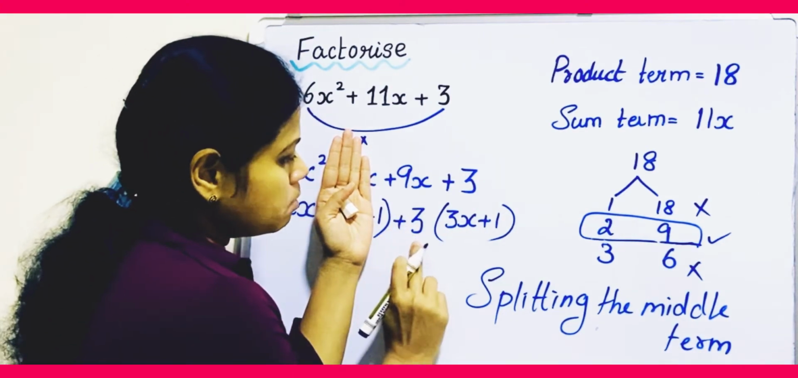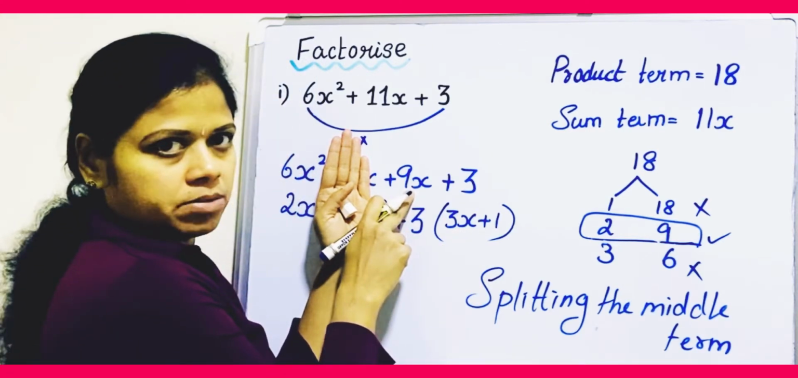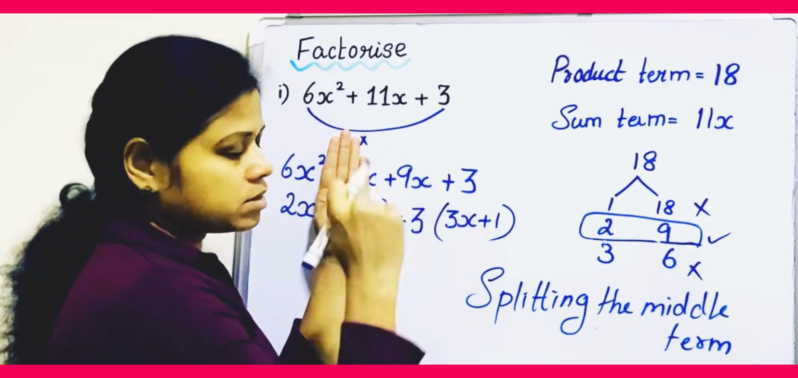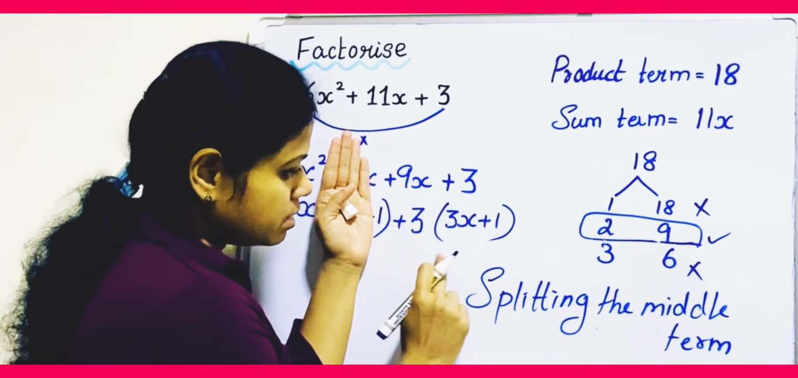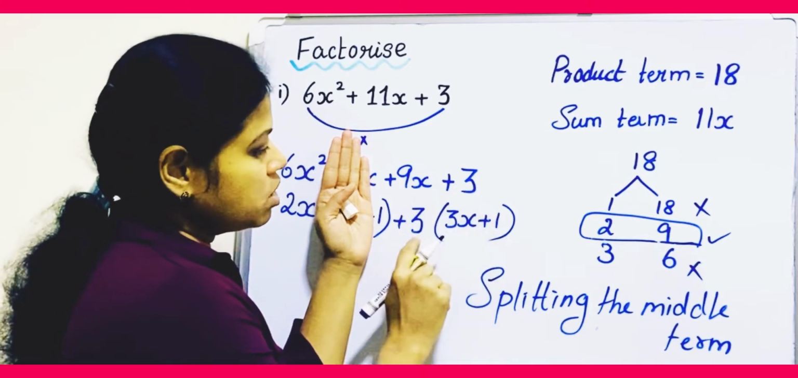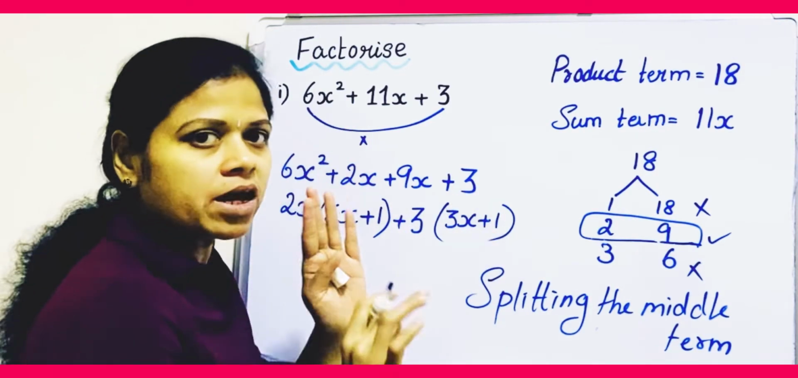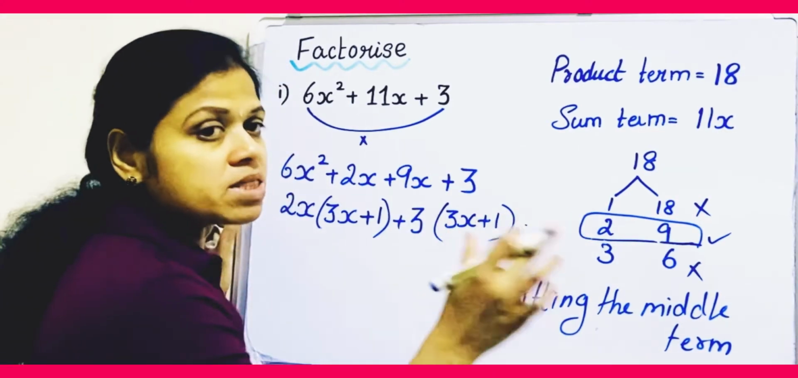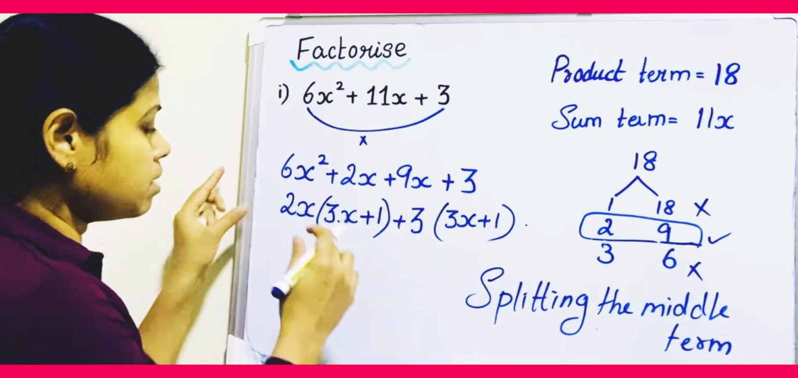See, if you multiply these two, you have to get the third term. Yes, 3 multiplied by 3x is what? 9x. Correct. Next, if you multiply this and this, you have to get the last term, the fourth term. So 3 multiplied by 1, 3. Then it's correct. Again, you can check whether this step is correct or not by doing this.